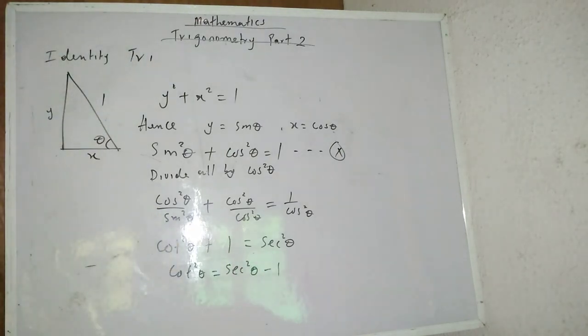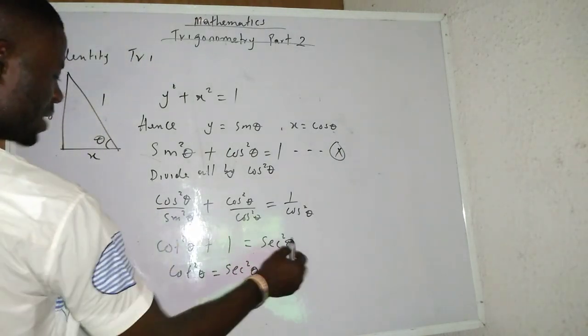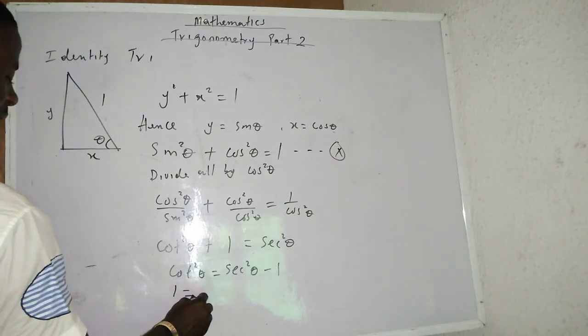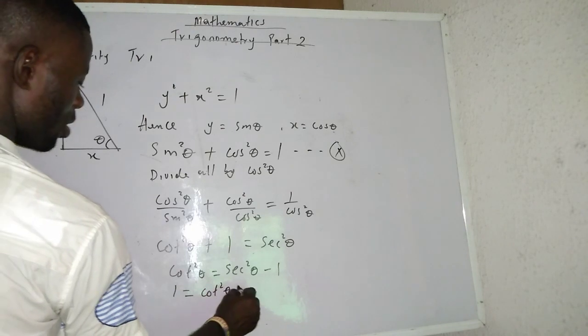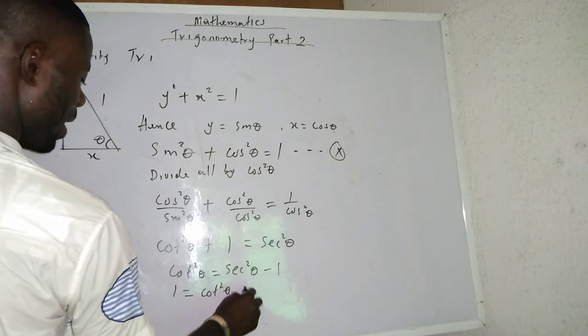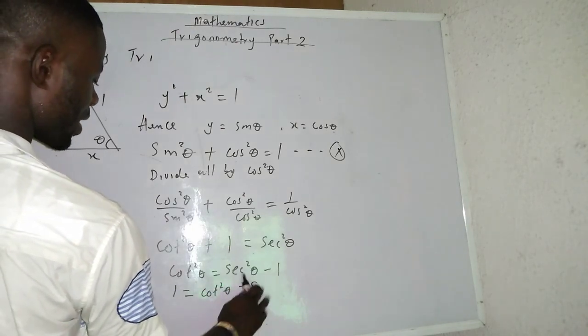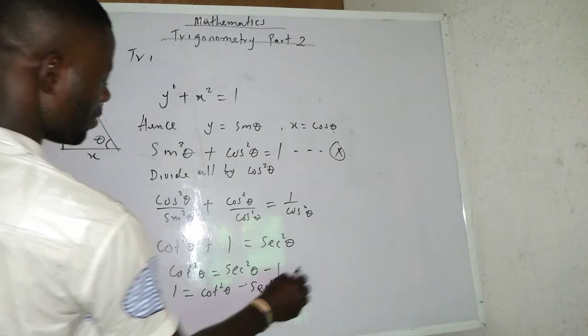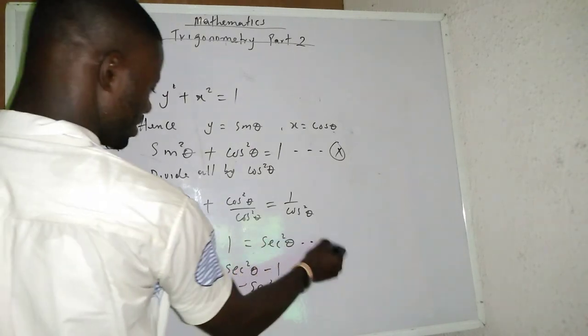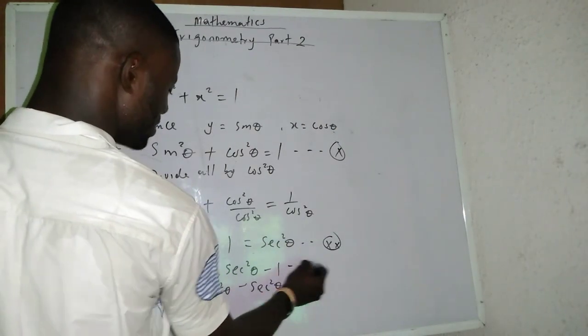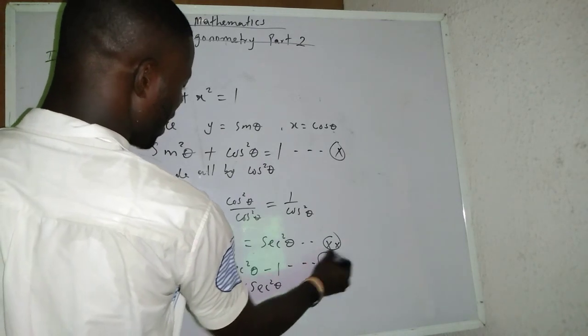And also, my 1 at this point, I can represent as sec square theta minus tan square theta. All can be represented. Now, they are all what? Identity. These are all identity.